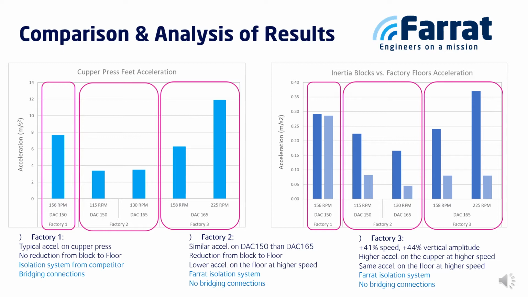The increase of vibration at faster speed is also reflected on the foundation. However, the acceleration measured on the surrounding factory floor is similar for both speeds, and the overall percentage of vibration reduction is still 99%. This result demonstrates that the pads used under the inertia block can keep a very low level of vibration transmission, even when subject to higher level of energy, once again highlighting the unique mechanical behavior of Farrat rubber products.